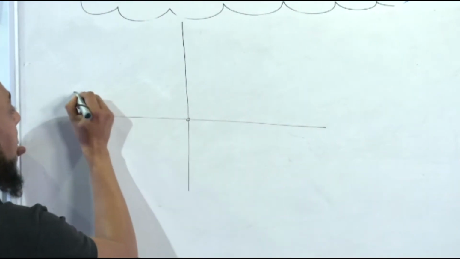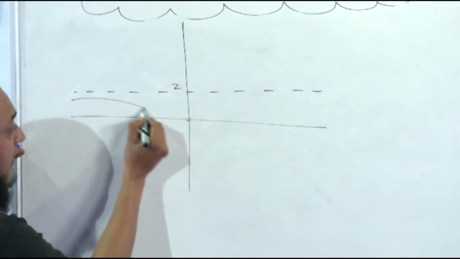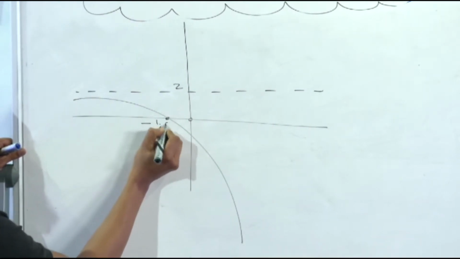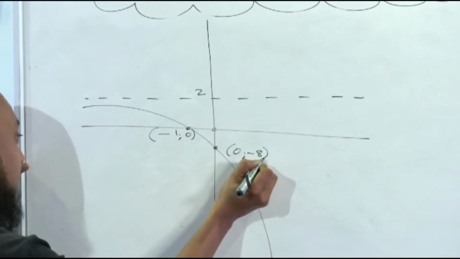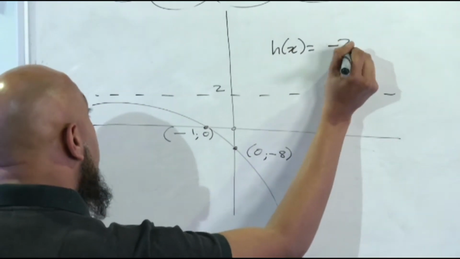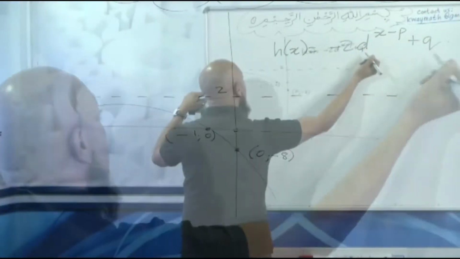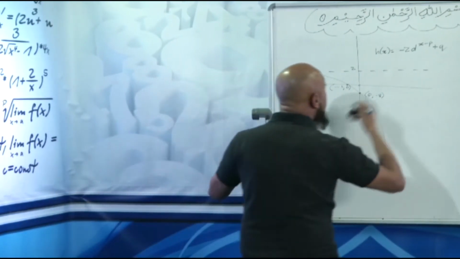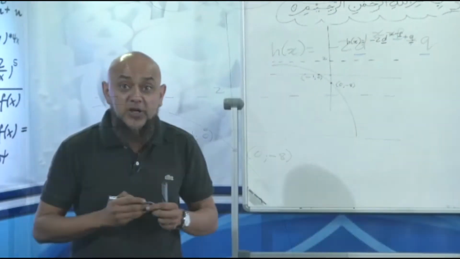We've got a graph here. The asymptote is 2, and I give you a function coming down this way. One coordinate is (-1, 0), and another coordinate is (0, -8). I tell you that the graph is given by h(x) = -2d^(x - p) + q. For 8 marks, guys, find the values of d, p and q, or basically find the equation of that exponential.